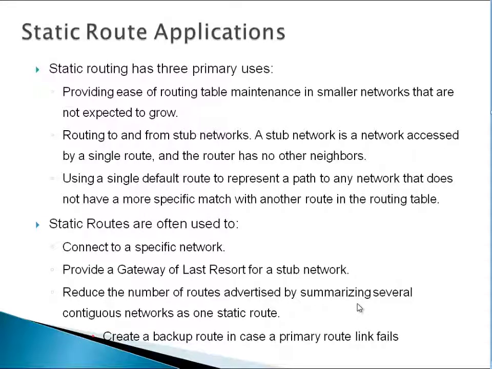And then create a backup route in case a primary route link fails. For example, we have a broadband link towards another branch or the internet, and we create a backup link, for example a dial-up. Just in case the broadband fails, we will use the dial-up.